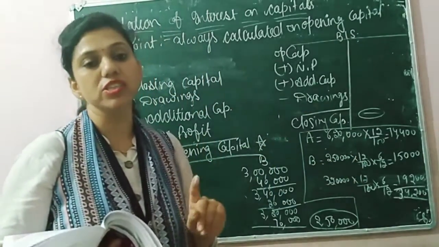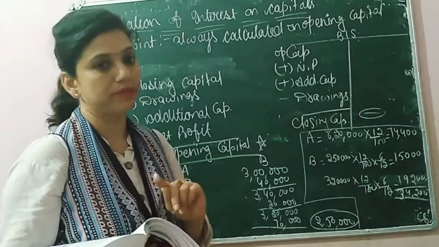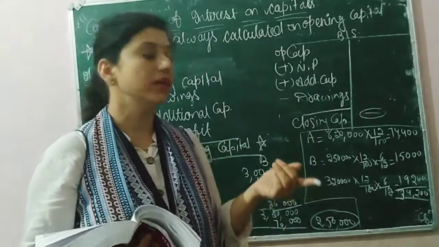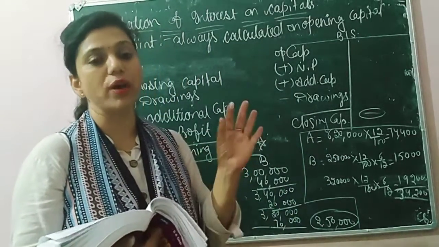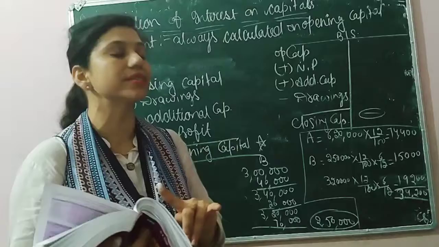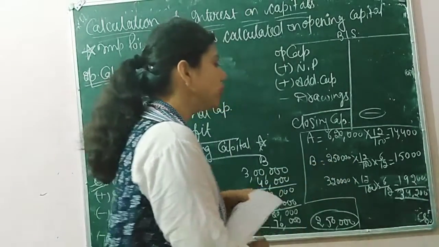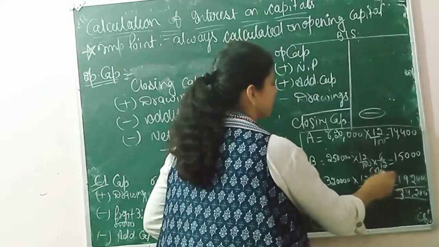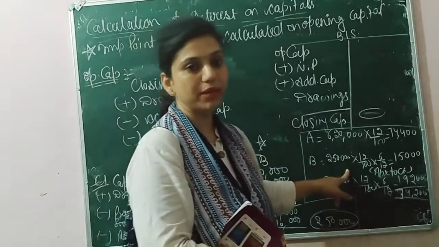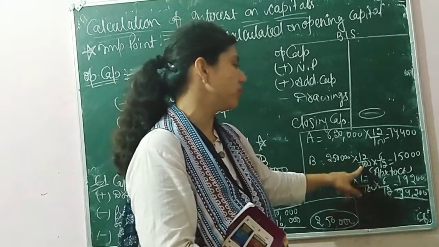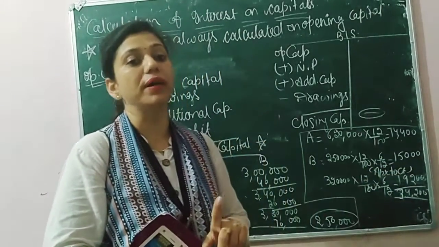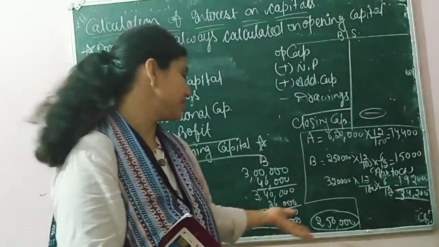Keep it in mind that additional capital is brought on 1st October. That means this 2,50,000 remained in business from 1st April to 1st October. So April, May, June, July, August, September. October should not be taken because 1st is there. So from April to October his capital is 2,50,000. So we will calculate interest: 2,50,000 multiplied by 12 by 100 for 6 months. That is 15,000.